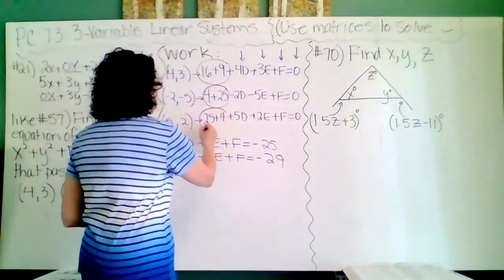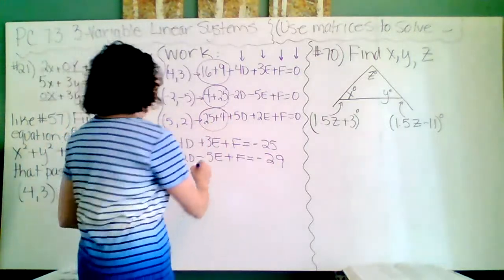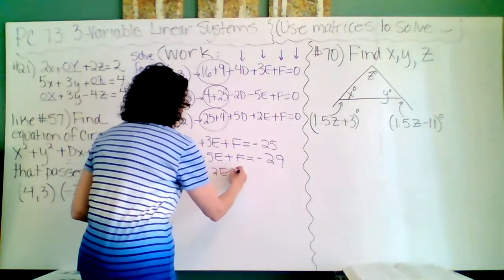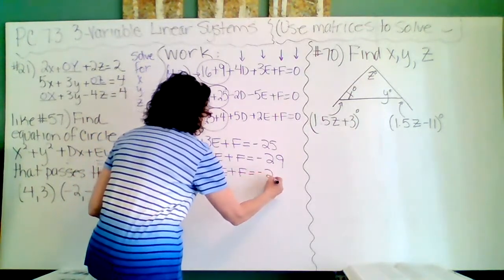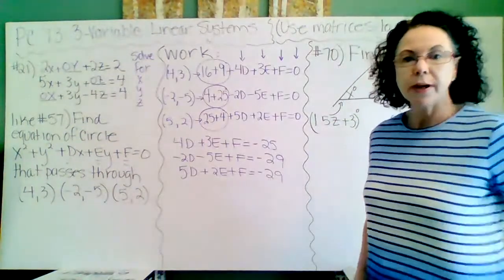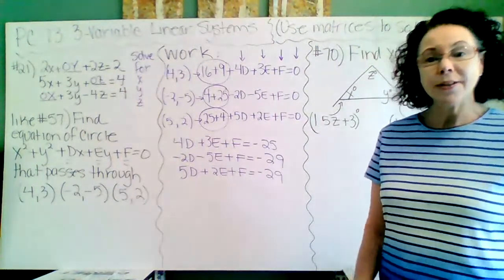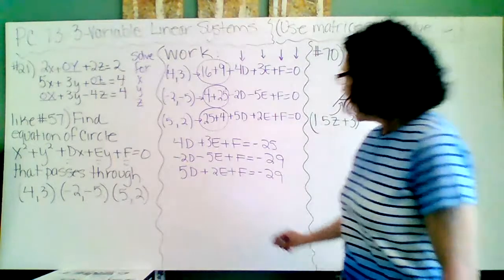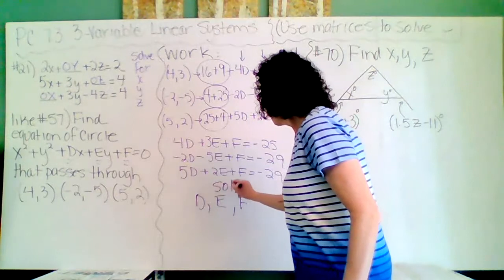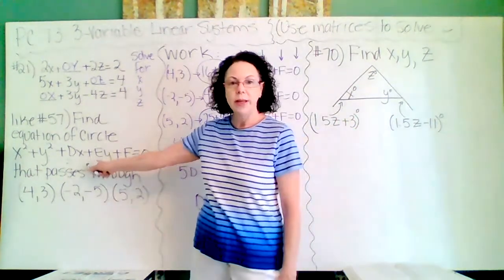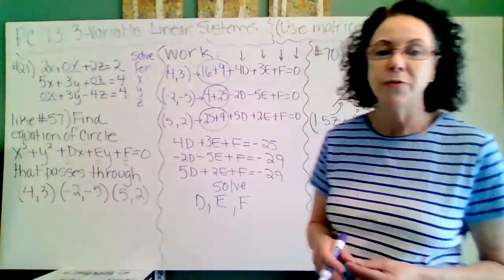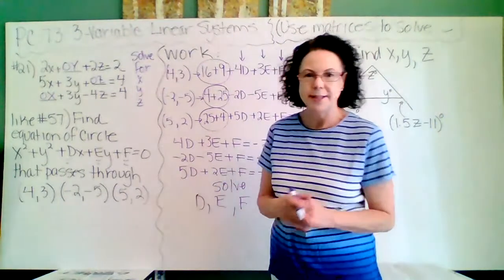In my last equation, notice I also have a 29. I will subtract that from both sides. I have 5D plus 2E plus F equals negative 29. My system of equations is now matrix ready to put in a 3x4 matrix, ask for an RREF, and solve for D, E, and F. And then my D would go here, E here, F here, and you have written the general equation for a circle that goes through these 3 points.